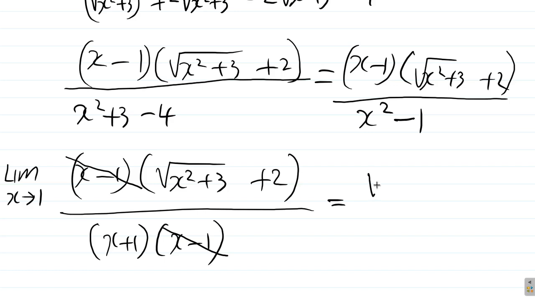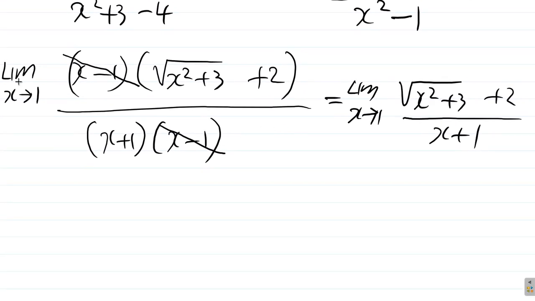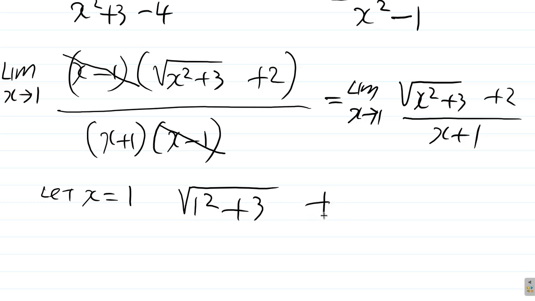So what you have here is a square root. Let me write the limit. Limit as x tends to 1 of the square root of x squared plus 3 plus 2 divided by x plus 1. Now, let's substitute into this one to see if things work out for us. When we let x equal the limit of 1, what we're going to have is the square root of 1 squared plus 3, plus 2 over 1 plus 1.